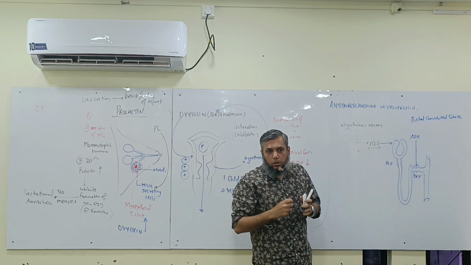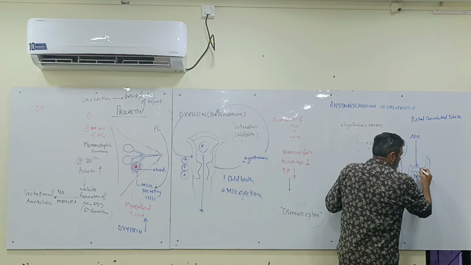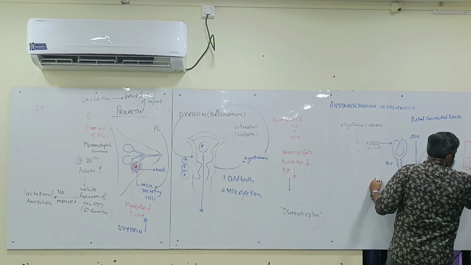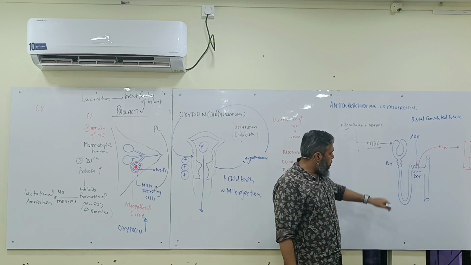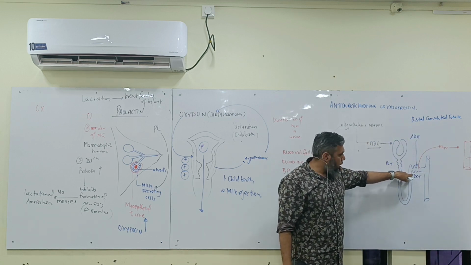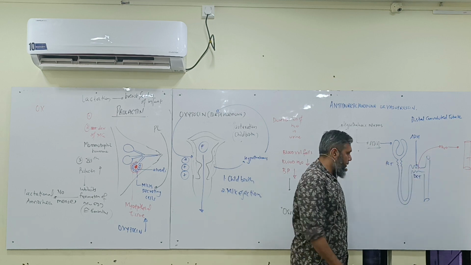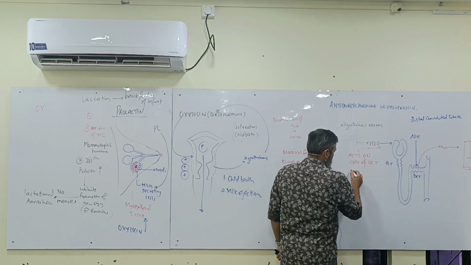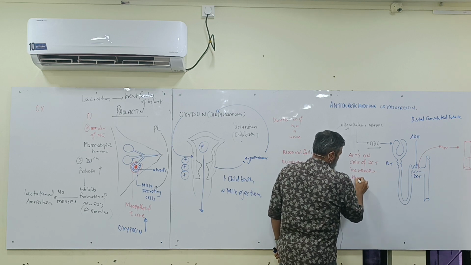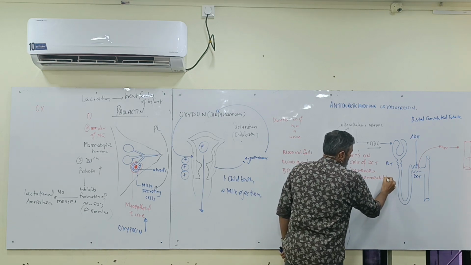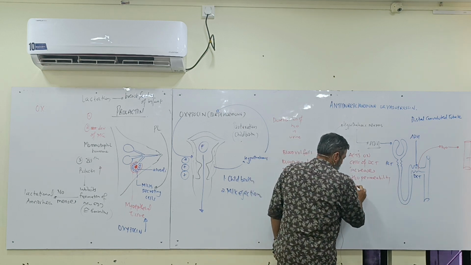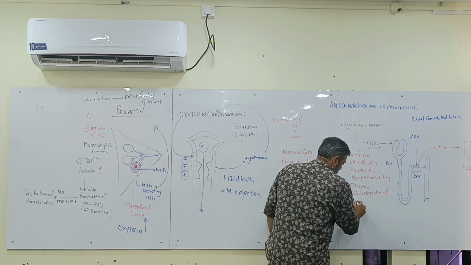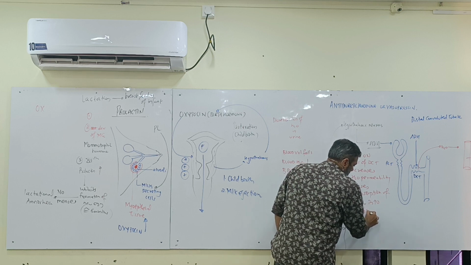The water permeability of the DCT cells will increase, and whatever water is in the urine, that water will go where? Into your blood. So ADH acts on the cells of the DCT, increases their permeability for water, and causes the reabsorption of water into the blood.